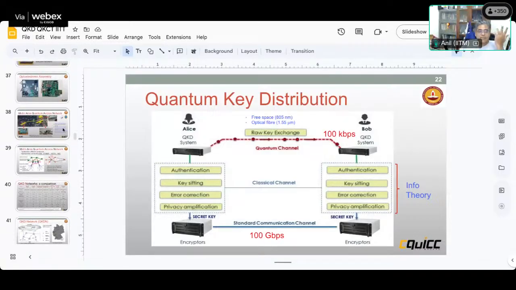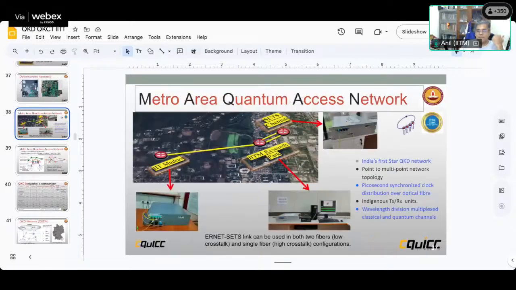What is it that we have done so far, right? What we have done so far is we have built networks. We have done simple point-to-point demonstrations, but we have also built networks.